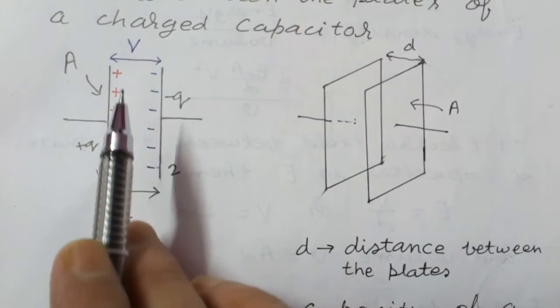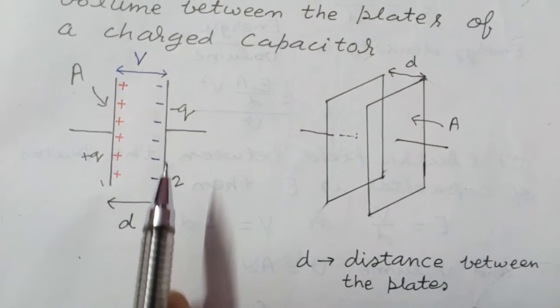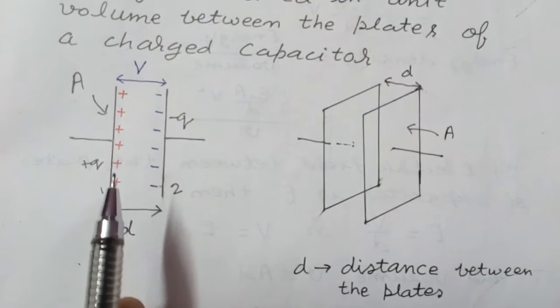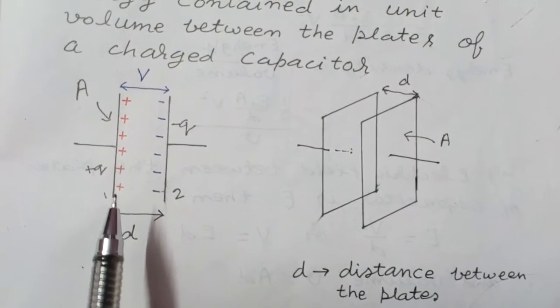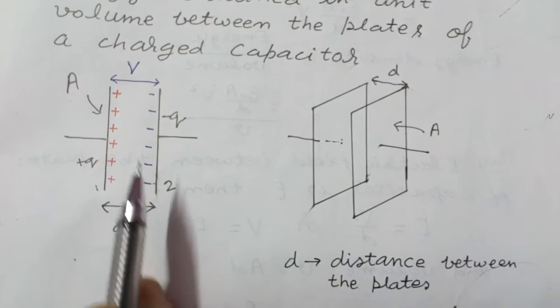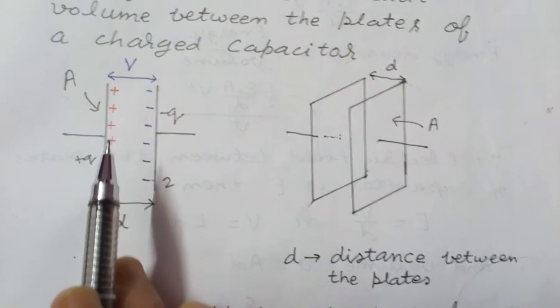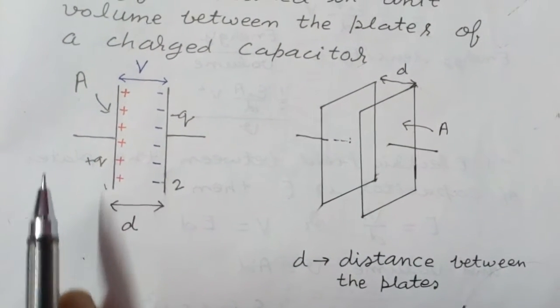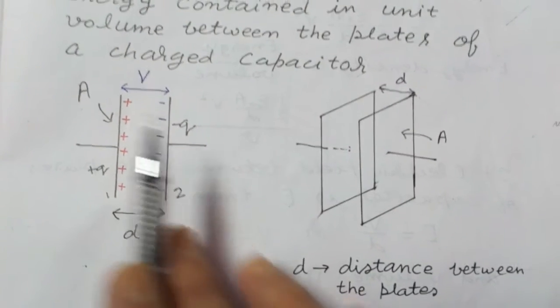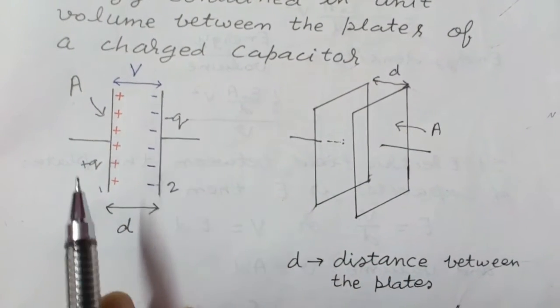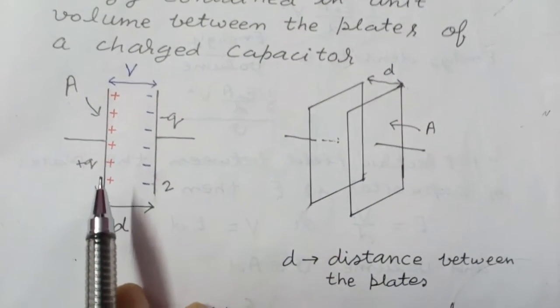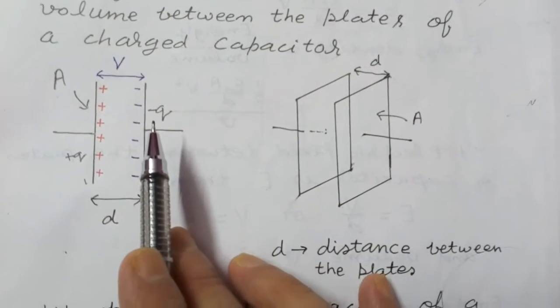Suppose this is a capacitor of capacity C. Distance between the plates is small d, area of each plate is A, and it is charged with the help of a battery up to a potential V. So charge on first plate is plus Q and charge on second plate is minus Q.